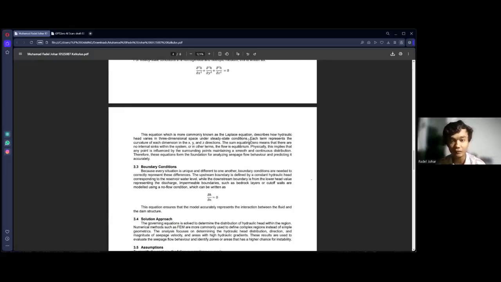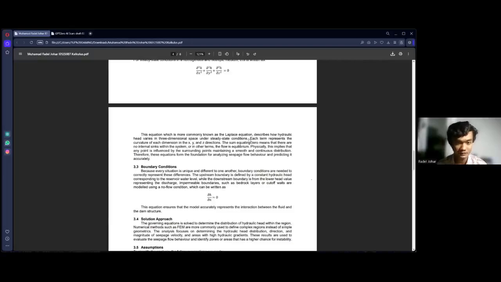Each term represents the curvature of each dimension in the x, y, and z directions respectively. The sum equating to 0 means that there are no internal sinks within the system, or in simpler terms, the flow is in equilibrium. Physically, this implies that any point within the system is influenced by every other surrounding point, maintaining a smooth and continuous distribution. Therefore, these equations form the foundation for analyzing seepage flow behavior and predicting it accurately.